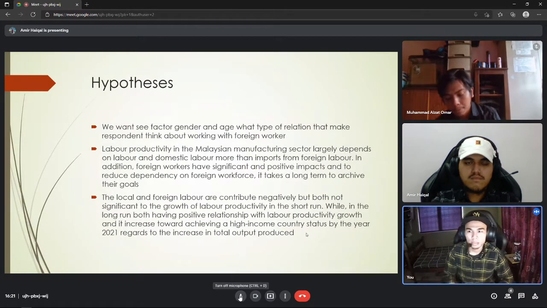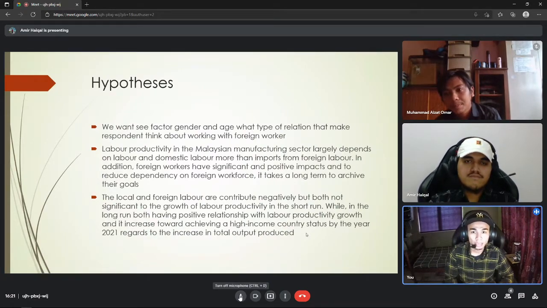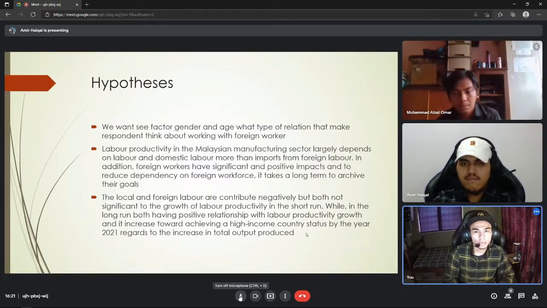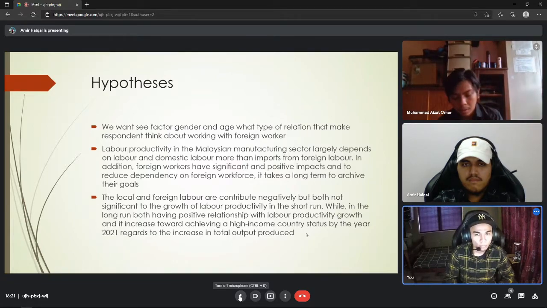For the hypothesis, the first one is that we want to see the factors of gender and age, and what type of relation makes respondents think about working with foreign workers. Next point, labor productivity in the Malaysian manufacturing sector largely depends on domestic labor more than imports from foreign labor. In addition, foreign workers have significant and positive impacts, and to reduce dependency on the foreign workforce, it takes a long term to achieve the goals.